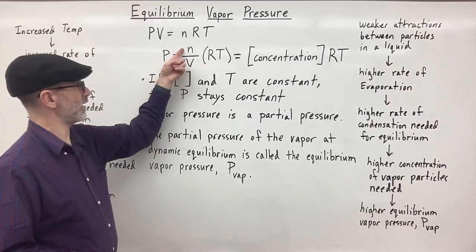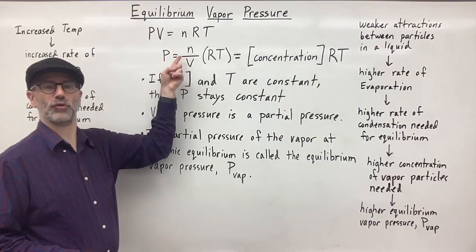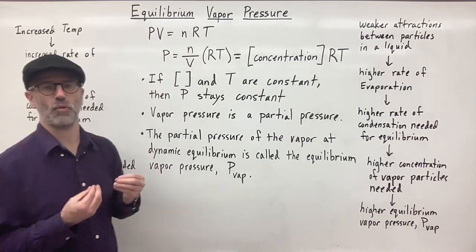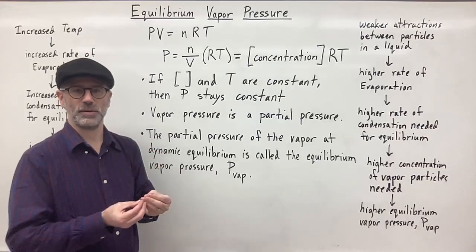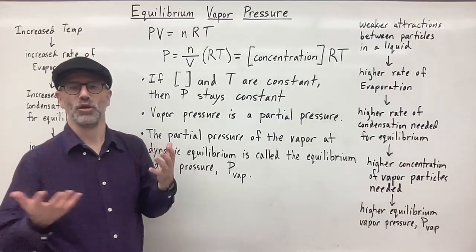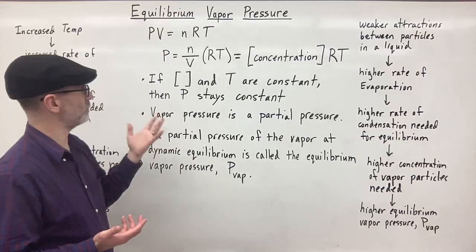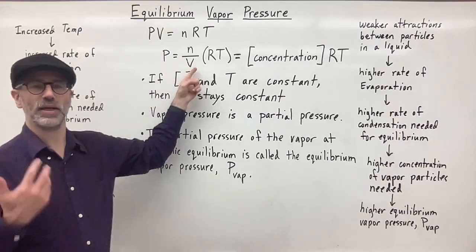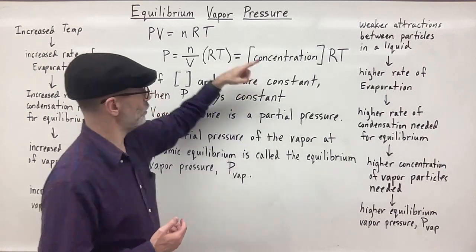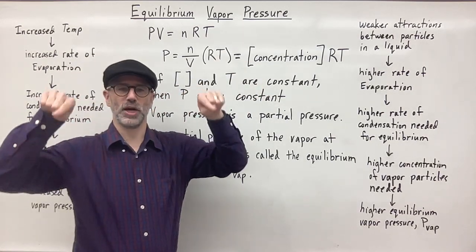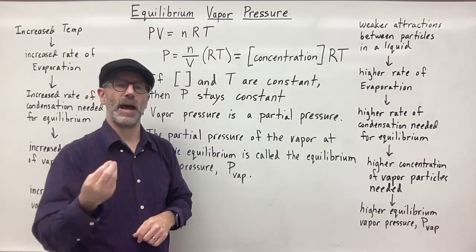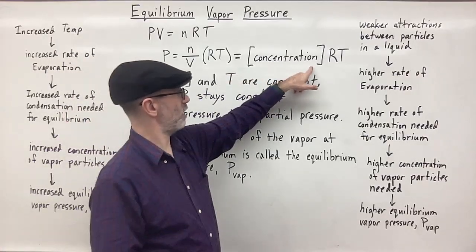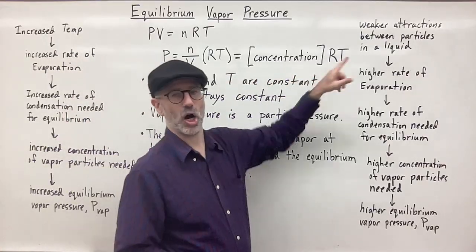Now, you might recognize this right away as the number of moles over volume. Well, that's the same as concentration. That's how we measure concentration, number of moles or a given amount of substance in a given volume. So that's what we mean by concentration. So we can replace this n over V with concentration. So remember, anytime you have square brackets around something, that means concentration of. So we have the concentration of a gas multiplied by RT.